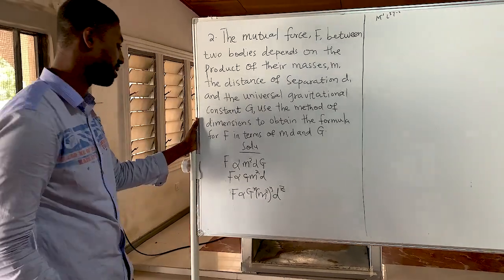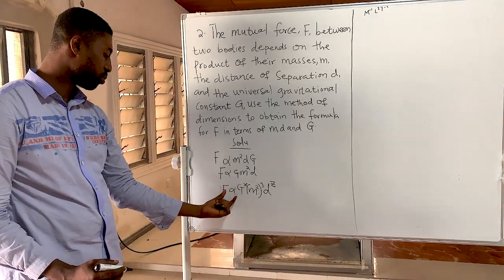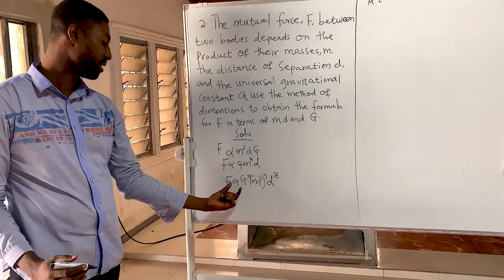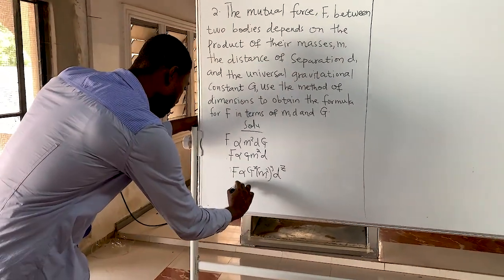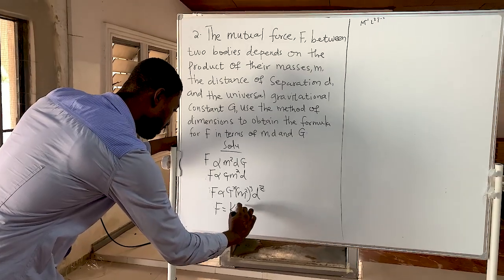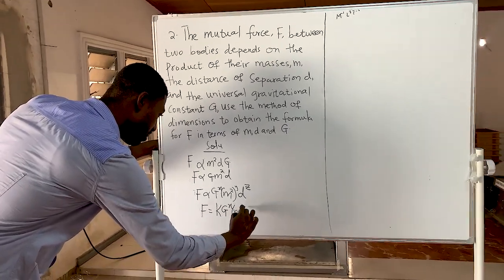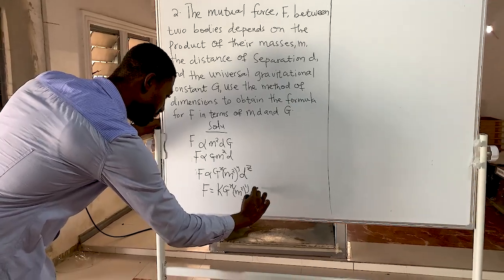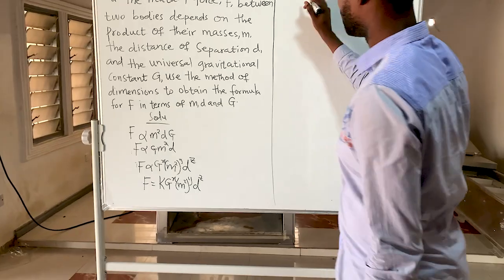D raised to the power Z. Then what I need to do is to remove the proportionality sign and replace it with an equal to sign. So F is equal to K, J, X, M squared, Y, D raised to the power Z. So this is what I have here.